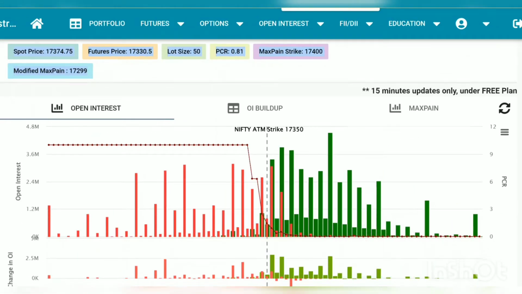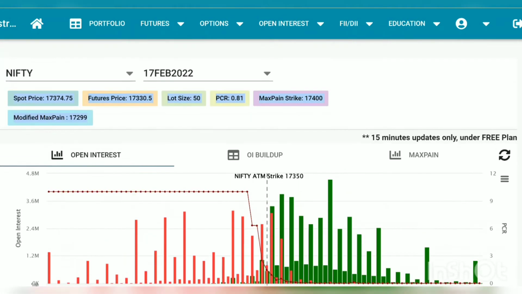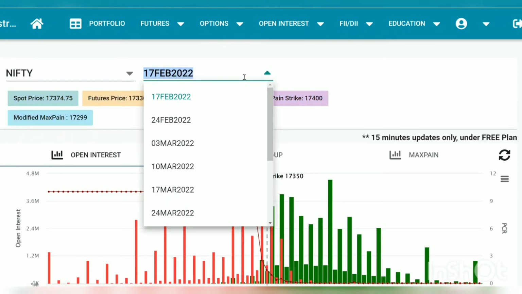So if you see over here, it gives us an option to select the expiry. So this is the Nifty, and these are the different expiries that we have. So I have selected this 17. By default 17th, the current week's expiry, will be selected. You can select whatever expiry you want. Let's say we want to select this 24, that is the February month monthly expiry.